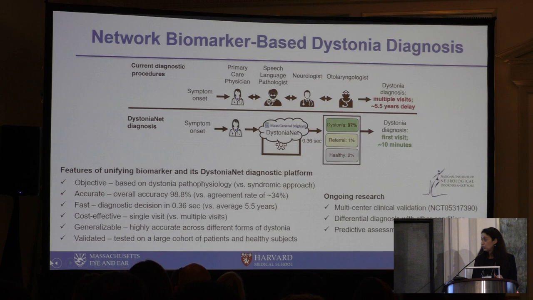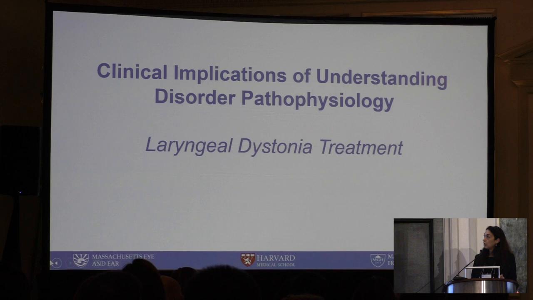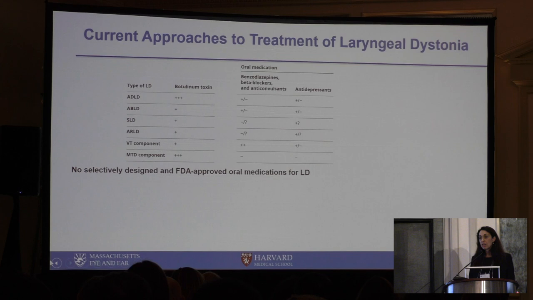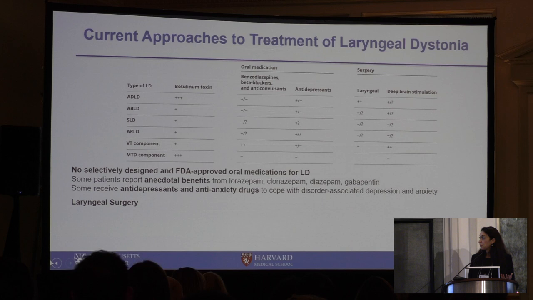And finally, I want to talk a little bit about treatment and how understanding the pathophysiology informed our ways of thinking about treatment. Botulinum toxin is considered a gold standard therapy, and we'll talk about this a little more. Oral medications are sometimes given to patients to relieve anxiety, depression, or just to basically use a trial and error approach to see if anything works. There are no selectively designed and FDA-approved oral medications for laryngeal dystonia or pretty much any other form of dystonia.